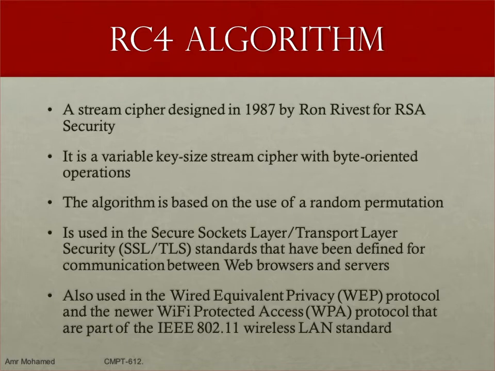RC4 is a stream cipher designed in 1987 by Ron Rivest for RSA Security. It is a variable key size stream cipher with byte-oriented operations. Byte-oriented operations means you generate 1 byte of random number at a time, and then you XOR it with the incoming byte from the input text. And you keep doing that, and we'll see the process for this RC4, how it generates bytes repeatedly, and you can repeat this process, theoretically speaking, forever.